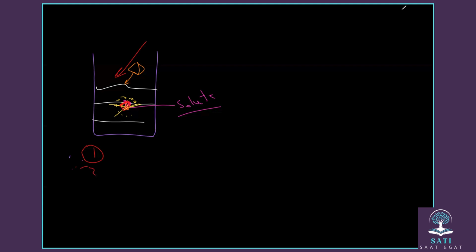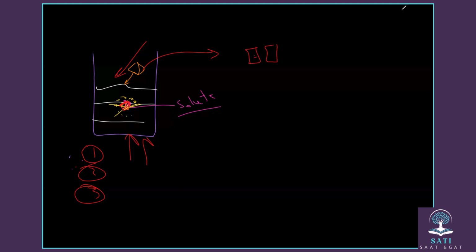Okay, number two, we heat it. That means we increase the temperature. If we increase the temperature, then solubility will take less time. Okay, number three, we increase the surface area. How do we increase the surface area? For example, this cube of sugar, if we divide it into two parts, we divide this cube into two parts.